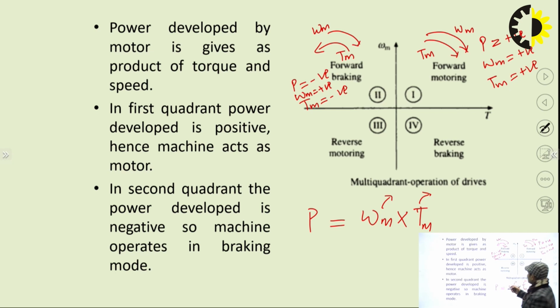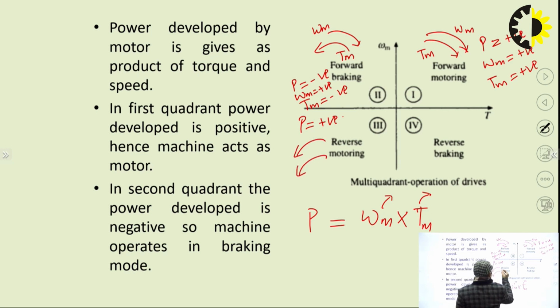Similarly, in the third quadrant, power is positive because speed and torque are both in the negative direction, omega m and Tm. So omega m is negative and Tm is also negative. Whenever the motor operates in the motoring state, it requires positive power, so that power can be fed to the motor to convert electrical energy into mechanical energy.